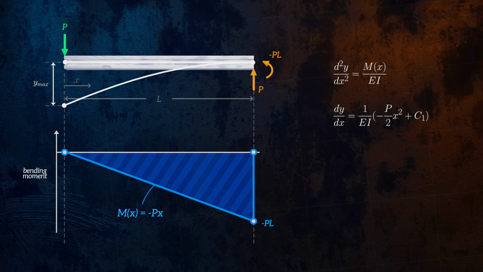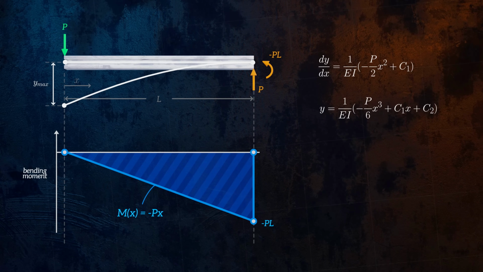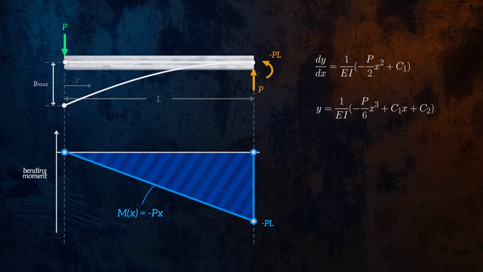Then we integrate a second time, remembering to add a second constant of integration. And so we now have an equation that defines the deflection y of the beam. The only problem is that we have two unknown constants. Fortunately, we can use what we know about the deflection and the slope of the beam at the support to calculate C1 and C2. At the fixed end, the beam cannot rotate, so the slope dy over dx must be equal to 0.